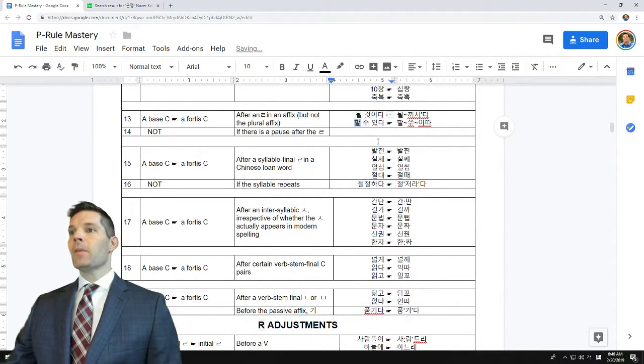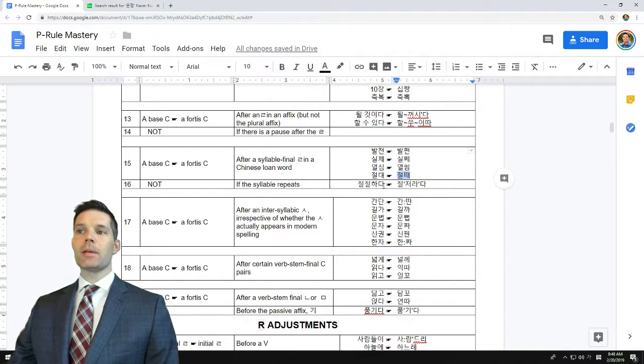All right. So a base C, not a fortis. This is one you probably hear a lot because it's easy to hear. So you say like 발전, 실제, 열심, 절대. And those are fun ones to say, so they're kind of easy to remember. But it's not always like that. Sometimes when syllables repeat, you may just have 절절하다, right?